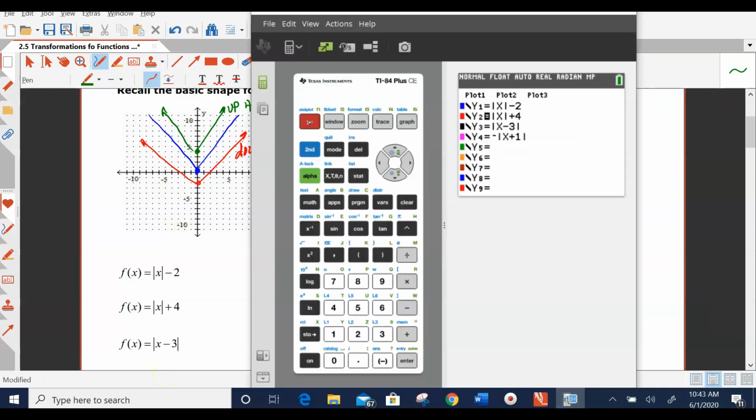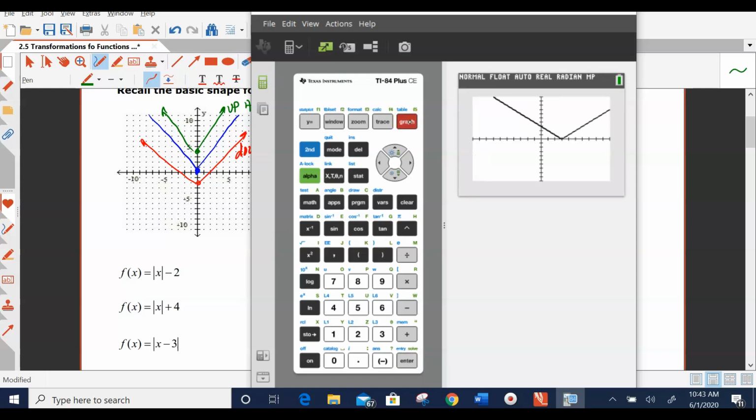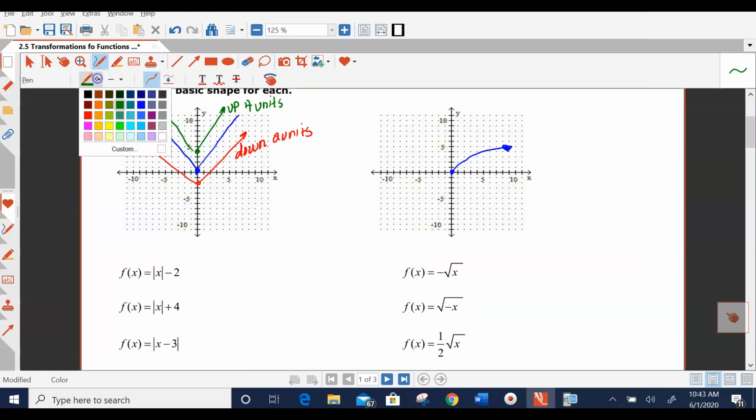So let me go back to y equals. Let's turn that one off, and let's turn this one on. We'll graph him. Same V shape, but notice it's been scooched over to the right 3 units. All right, so let's draw him. How about we go with purple? 1, 2, 3, right there. It's the same V shape, but it went to the right 3 units.